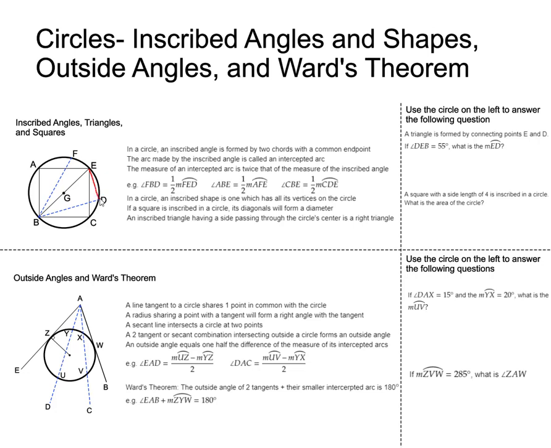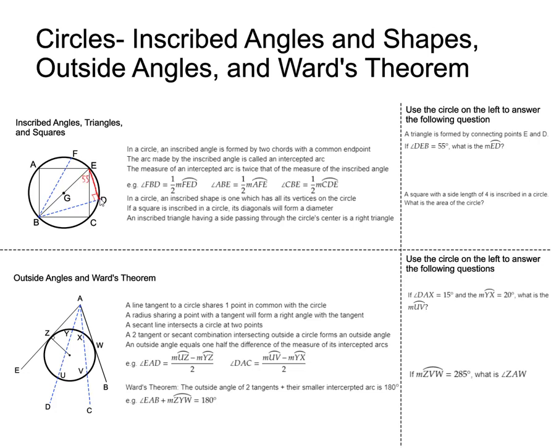So now we have triangle BED. We know that because the side BE passes through the center point G, this has to be a right triangle. So let's draw in a right angle here at angle BDE. We also know that angle DEB is 55 degrees. So we'll draw that in.